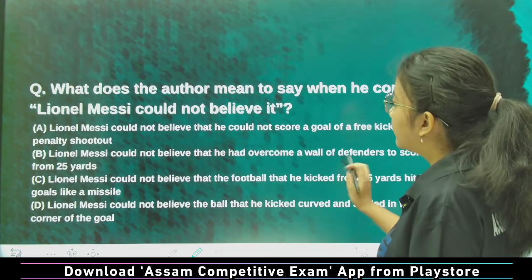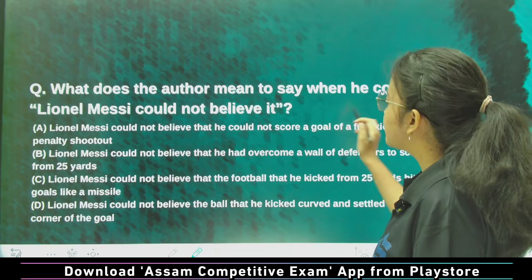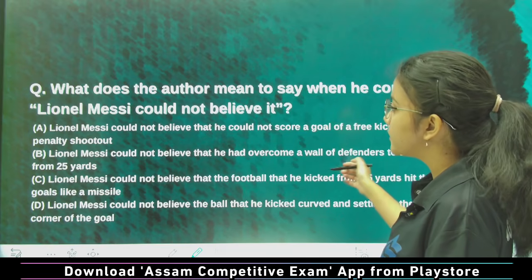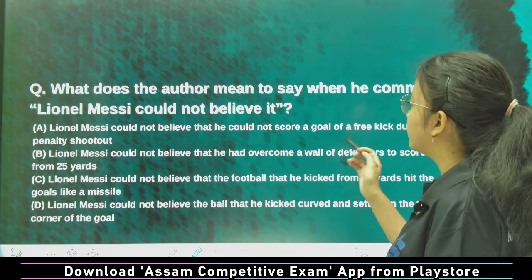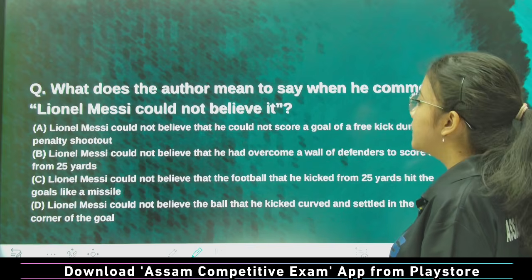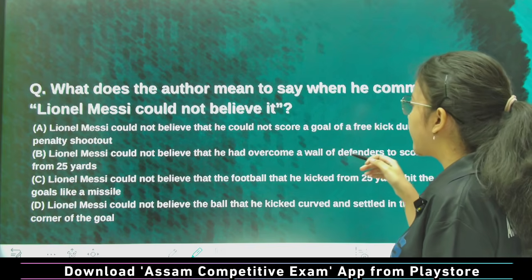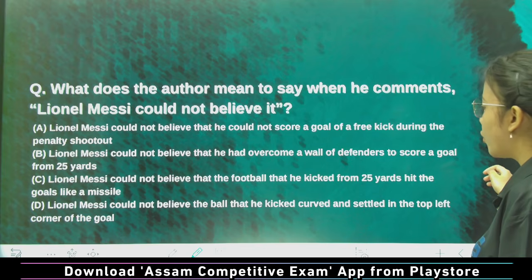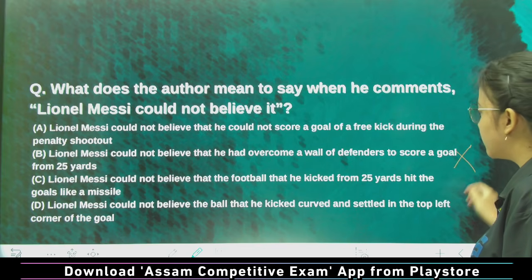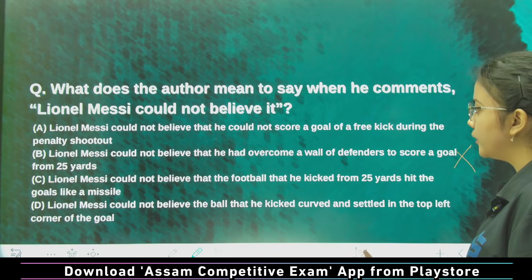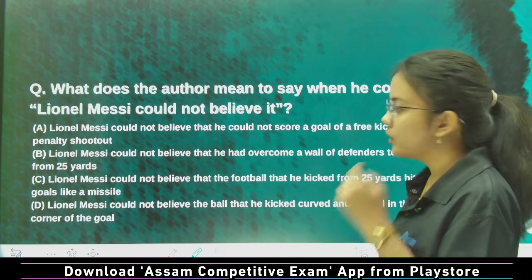So here what the author meant to say was, options: A, Lionel Messi could not believe that he could not score a goal off a free kick during the penalty shootout. B, Lionel Messi could not believe that he had overcome a wall of defenders to score a goal from 25 yards. This is wrong. Okay, this is clearly wrong. This wasn't in this passage.